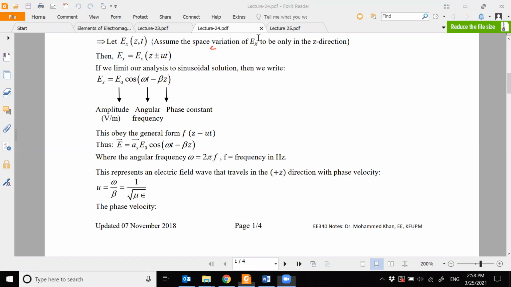So if you have a source on the left-hand side, then your electric field is moving on the right-hand side, moving away from the source, in the positive z direction. So that you want to put it on paper, you put it in this manner.